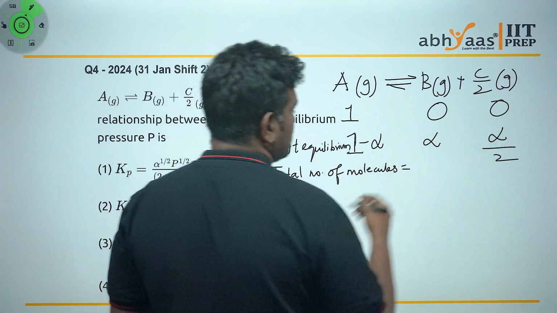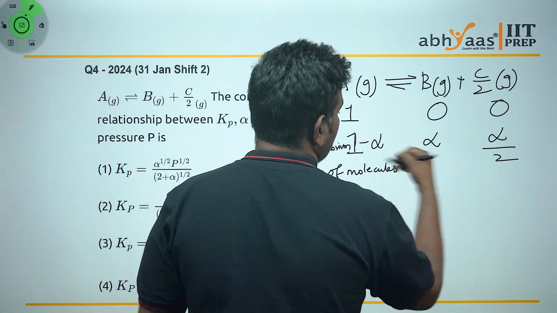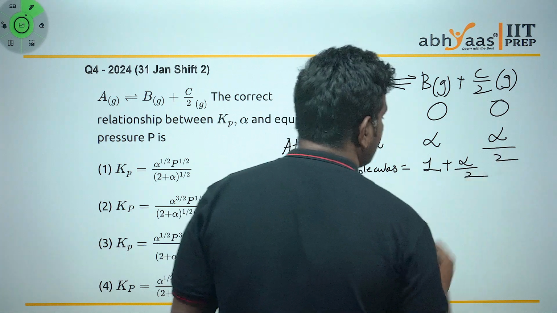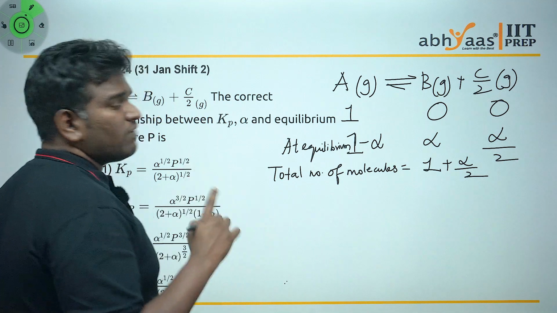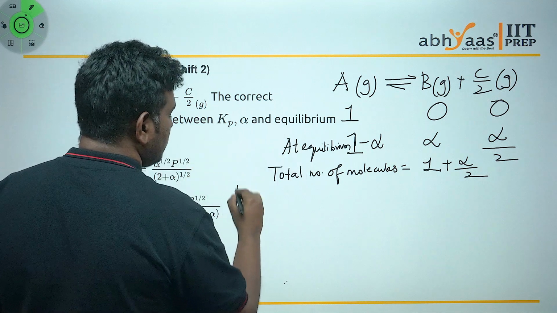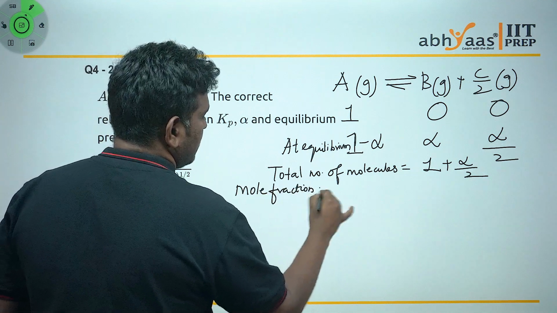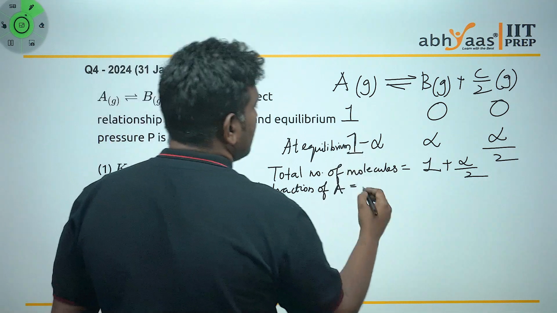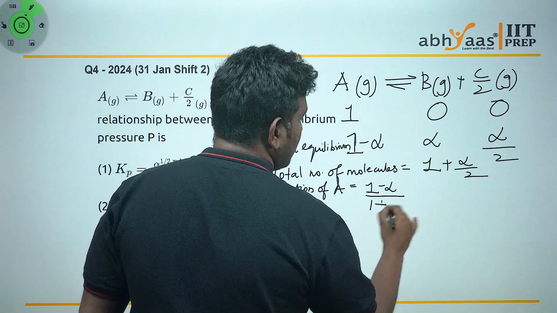The sum of all this is 1 minus alpha plus alpha by 2. So alpha and alpha will be going, then you will be having 1 plus alpha by 2. Now, I am just writing the mole fraction of each reactant and product, right? So here, mole fraction of A. What is the mole fraction of A? It will be 1 minus alpha by 1 plus alpha by 2.